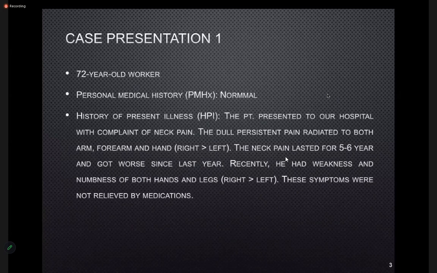The first case is a 70-year-old worker with normal medical history. In the history of present illness, the patient presented to our hospital with a complaint of neck pain. His pain was dull, persistent, and radiated to both arms, forearms, and hands, with the right side more severe than the left side. The neck pain lasted for 5 to 6 years and got worse since last year. Recently, he has weakness and numbness of hand and leg, with the right side more severe than the left side. These symptoms were not relieved by medication.